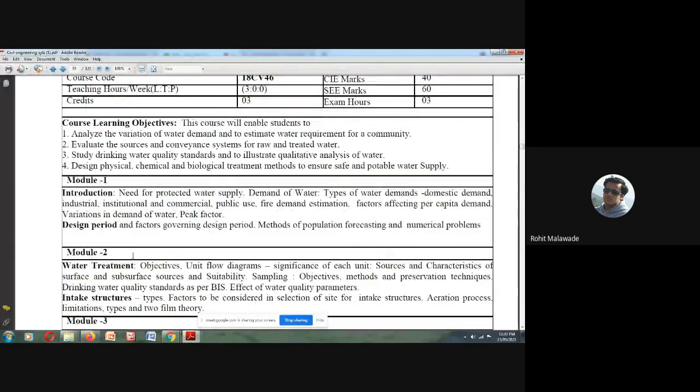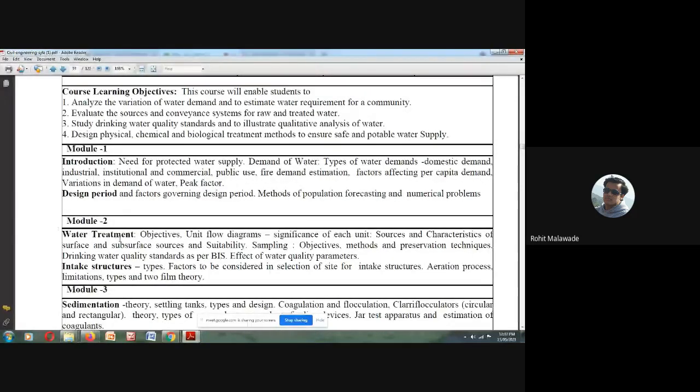In our module 2, we will be discussing what are the objectives of water treatment, why we need to treat the water. Then we are going to see the different unit flow diagrams, the water treatment flow diagram. Then we will be seeing the significance of each unit, right?